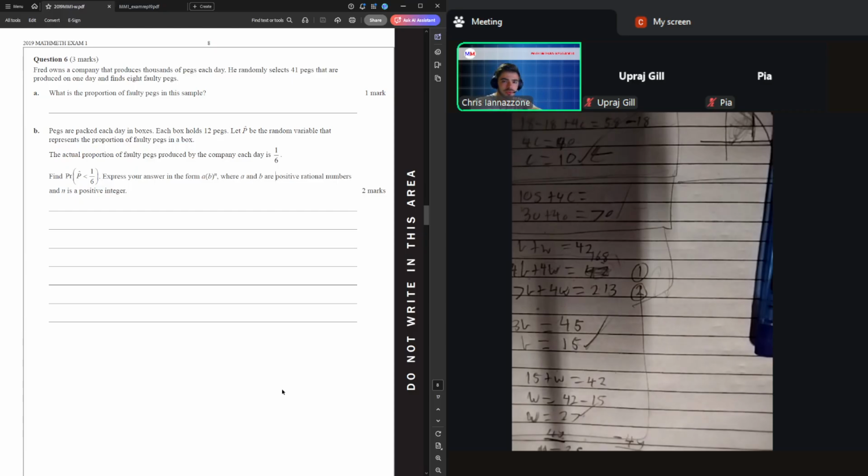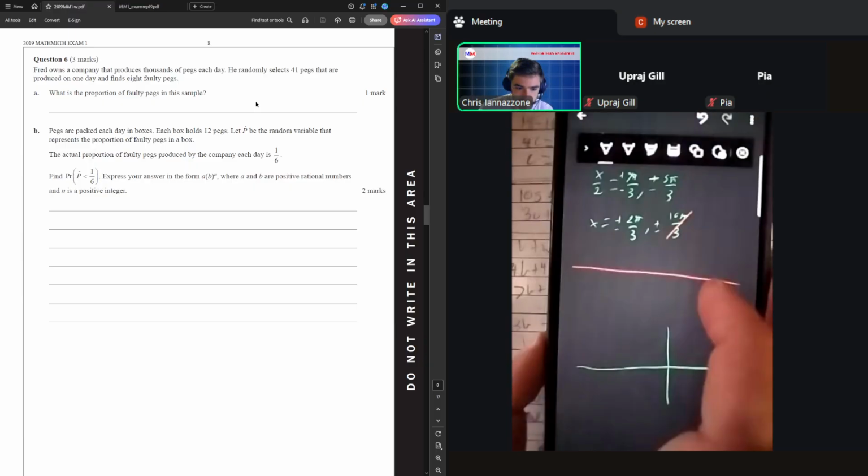The trick is to convert it to discrete. So p hat being 1 on 6, you can now treat that and try to rearrange it in terms of x instead. So if p hat is the same thing as x on n, and we can determine pretty easily what n is going to be, since each box holds 12 pegs, we have a way to convert that 1 on 6 into an equivalent x value.